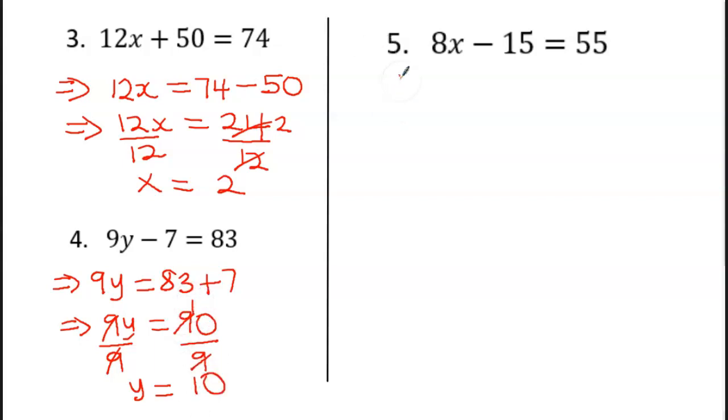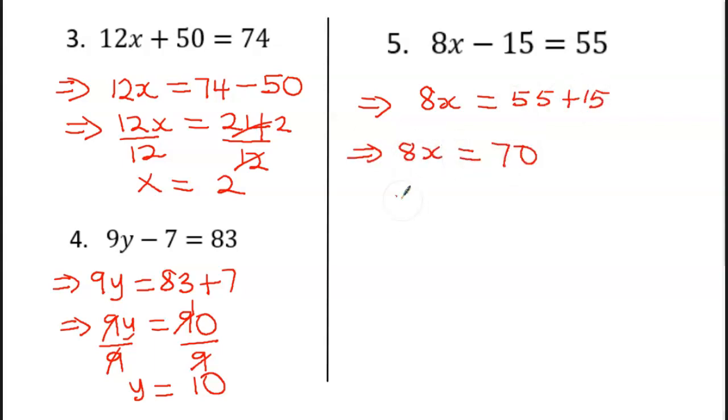So let's look at the last one. 8x minus 15 is equal to 55. We first transpose the 15 to the other side. In moving, if it is minus here, it becomes plus, or you add 15 to both sides. So 8x is equal to 55 plus 15, so 8x is equal to 70. We want to find x, so divide both sides by 8. So 8 will cancel, and x is 70 over 8.